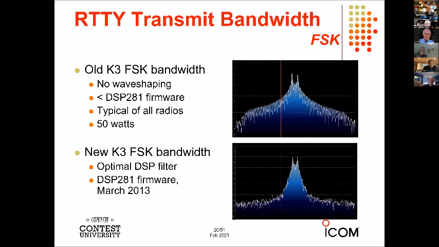So all of the previous slides were about AFSK. This is some graphs on FSK. Most radios, with the exception of the K3 and K4, and perhaps some of the modern Japanese current generation radios, do no wave shaping in FSK mode. In fact, when the K3 firmware first came out in the early 2000s, it didn't do any wave shaping. We worked with the designers, and they added DSP wave shaping in 2013. You can see in the upper and lower graphs the comparison of what that does. So even with FSK, you can get equally narrow filtering in the transmitted signal, but only with certain radios.